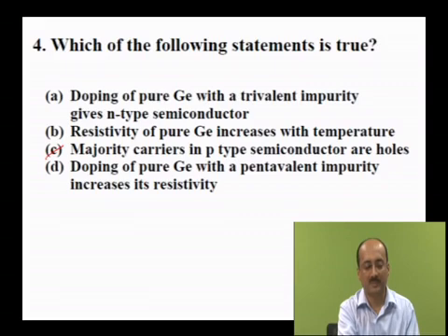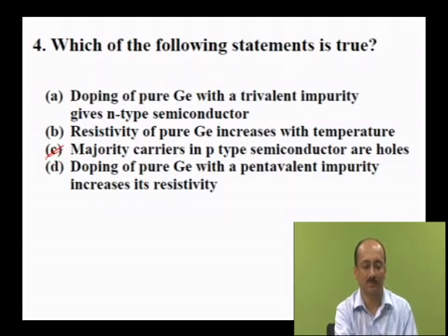And why the second one is wrong? Resistivity of pure germanium increases with temperature they have given. Germanium being negative alpha material, when temperature increases, resistivity should decrease, but they have given increases. And when you dope germanium or silicon with any kind of impurity like pentavalent, trivalent, it should increase conductivity, not resistivity. Hence D also is not correct option. C is the option.